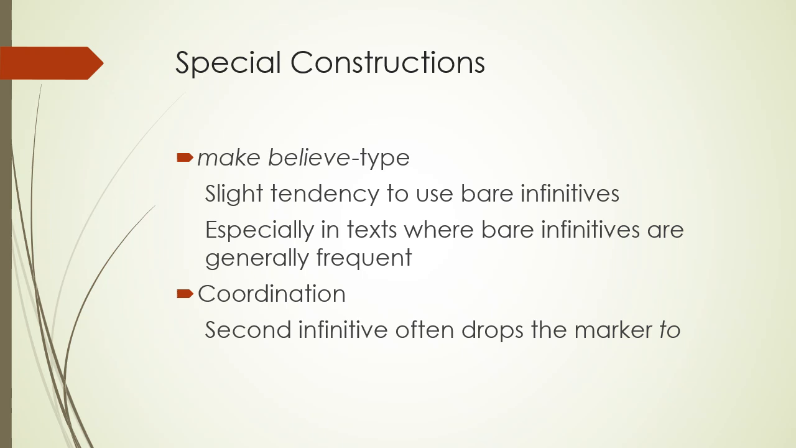There are two special patterns that I would like to mention. The first is the type in which the object is not overtly expressed, as in make-believe. In such cases, the object is recoverable from the context and can be left unexpressed. Although examples of this type are infrequent, the analysis suggests that in texts where bare infinitives are generally frequent, this zero object type shows a slight preference for bare infinitives, although to infinitives are still very common.